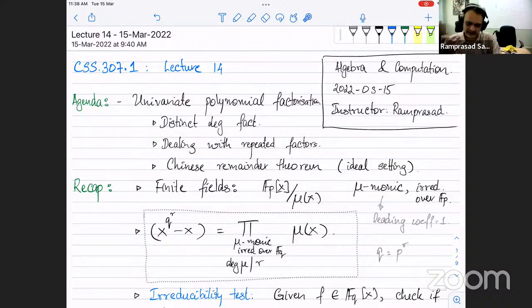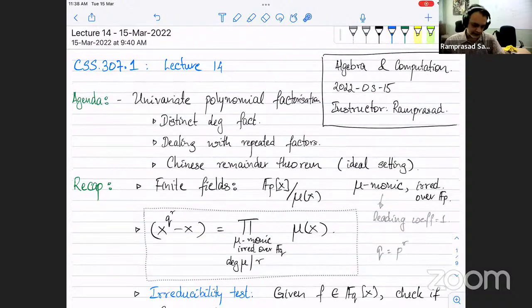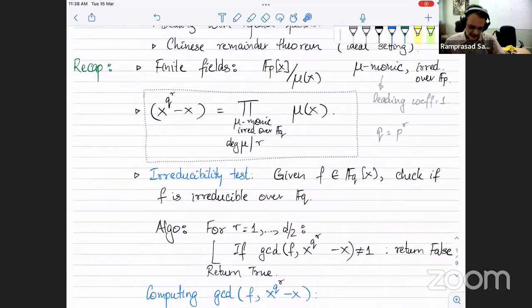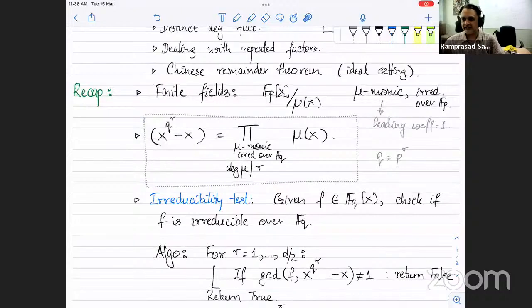Okay. And this is a super useful fact, which we have already seen a few applications of, and today we will see more applications of. And last time we saw one algorithm, this irreducibility testing algorithm: you're given a univariate polynomial f, and you want to know, is it irreducible or not?